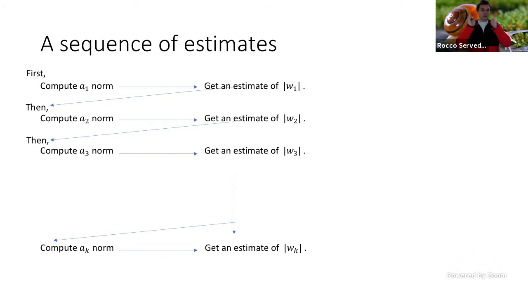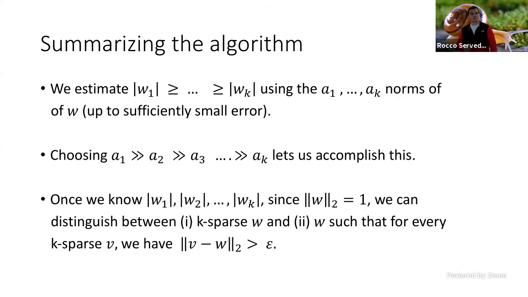norm. You get an estimate using that of the largest magnitude entry of the vector. Then you go down to some somewhat smaller norm. You again recursively do the same kind of thing we just did to figure out an estimate of the next largest element of the vector, and so on and so forth. You do this k times. You'll actually come up with high accuracy estimates of the k largest elements of this weight vector. And once you've done that, you're pretty much home.